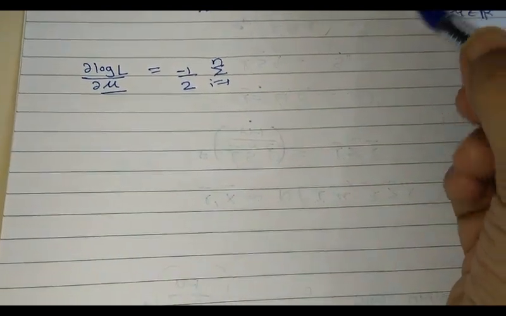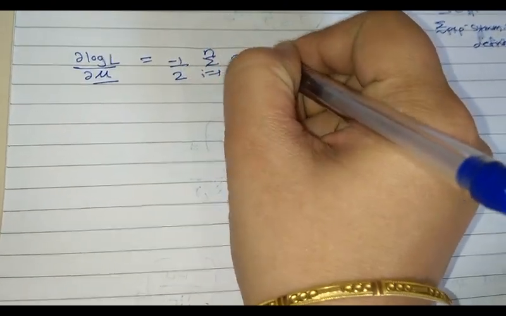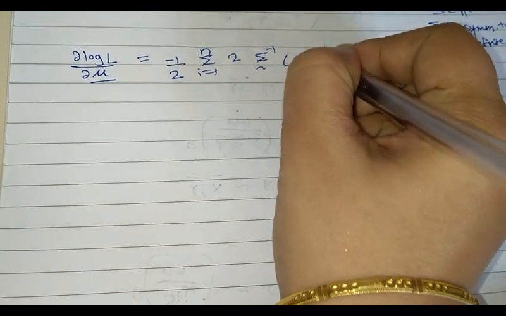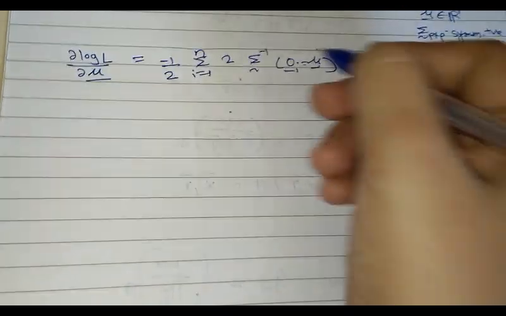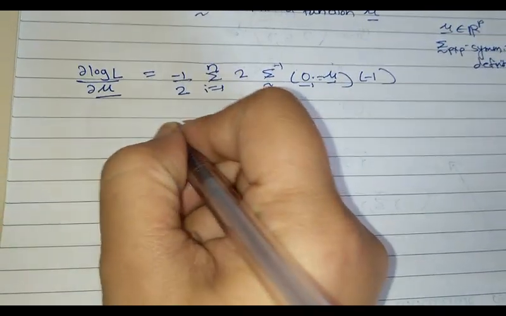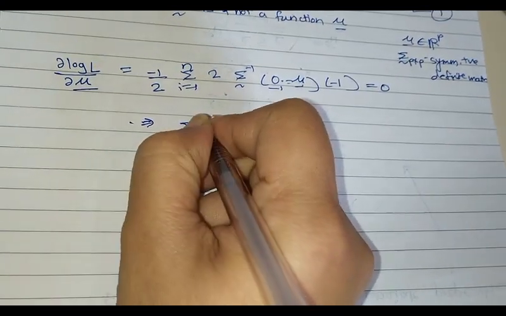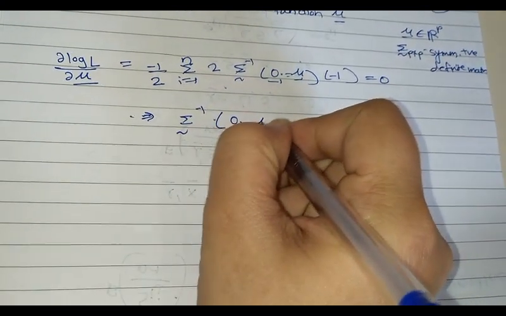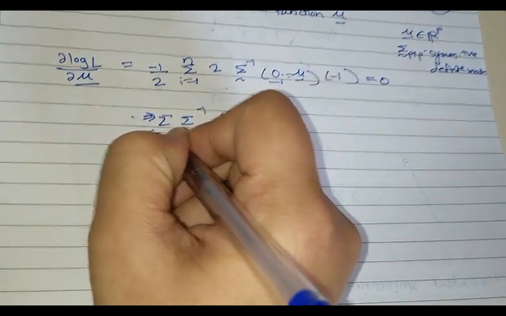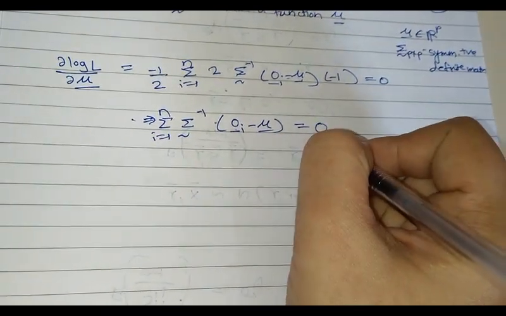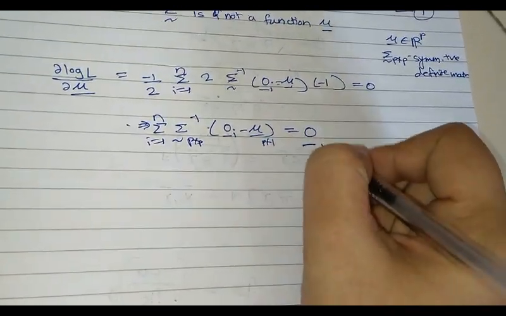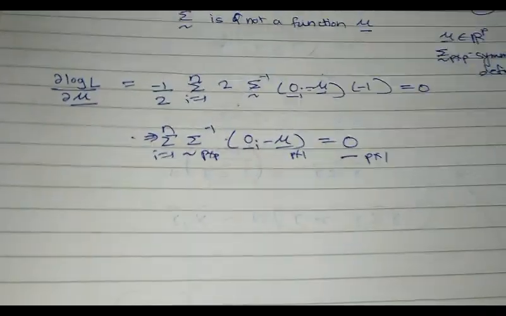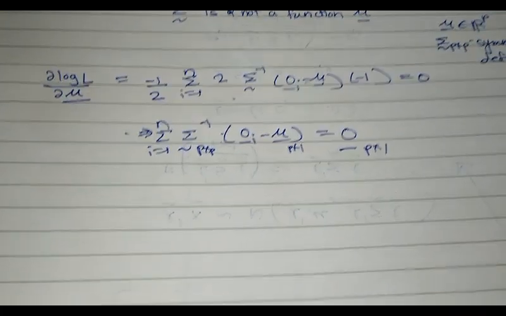So this is a quadratic form, so we know that the derivative will be 2 times sigma inverse (o_i minus mu), and because mu is with a minus sign I would have minus 1. So my 2 gets cancelled, minus sign gets cancelled. So if I equate this to 0, I am left with sigma inverse times the sum over i going from 1 to n of (o_i minus mu) equal to 0. 0 of course is a vector because this is p cross p, this is p cross 1, so this 0 has to be p cross 1. This is 0, not O.